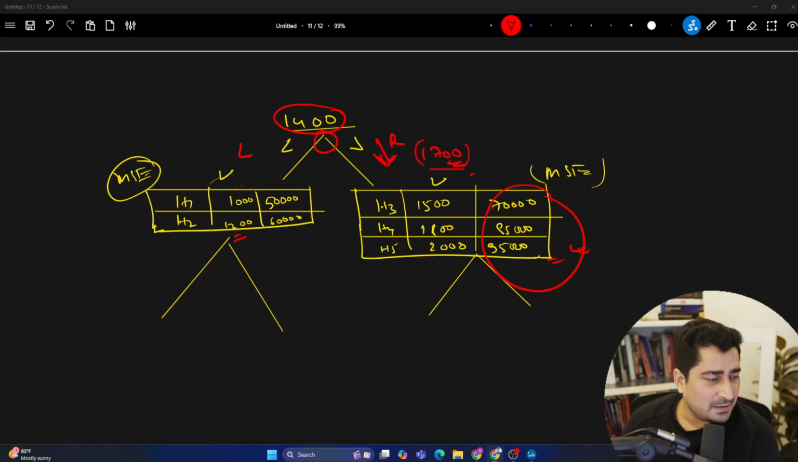So the goal is very simple. In case of classification, always try to minimize the impurity. And in case of regression, always try to minimize the variance. That's it. Apart from that, there is no goal at all.